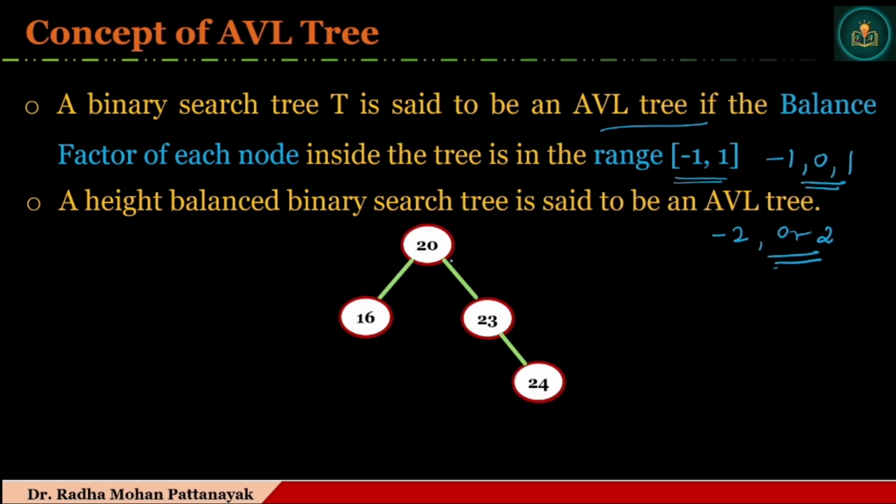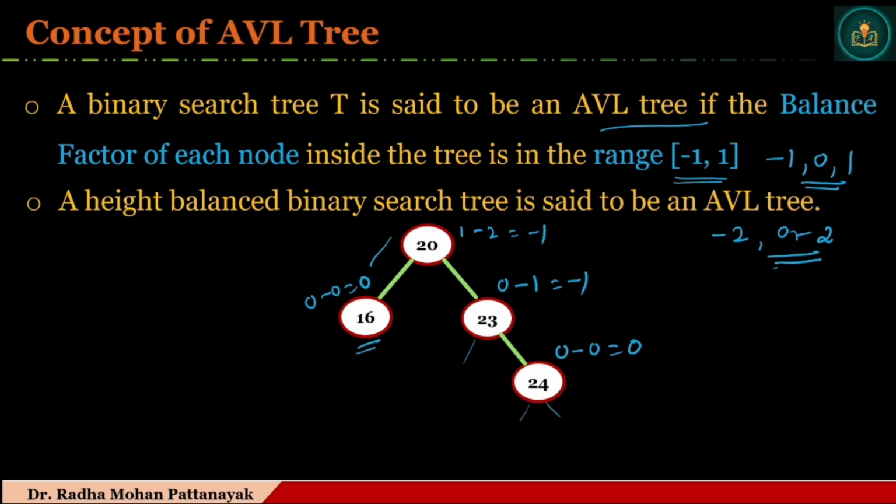Let's see this binary tree structure. So we will calculate the balance factor. What is the balance factor of 20? Left height is 1 and right height is 2. Clear? 1 minus 2 equals -1. What is the balance factor of 16? 0 minus 0, that equals 0. Similarly, what is the balance factor of 23? 0 minus 1, that equals -1. Similarly, what is the balance factor of 24? 0 minus 0, that equals 0. Why is it 0 minus 0? Because there is no left height, there is no right height.